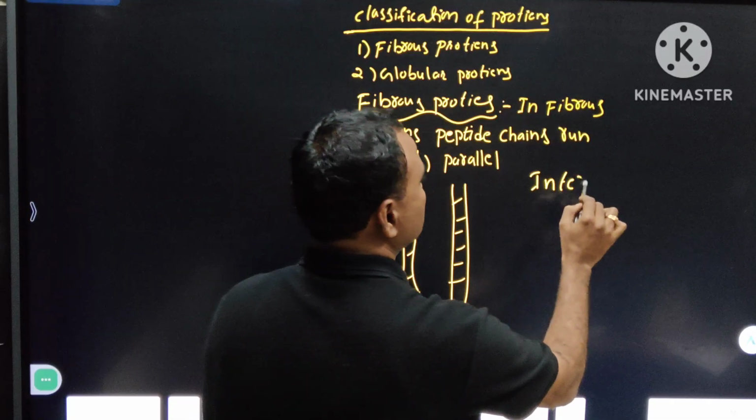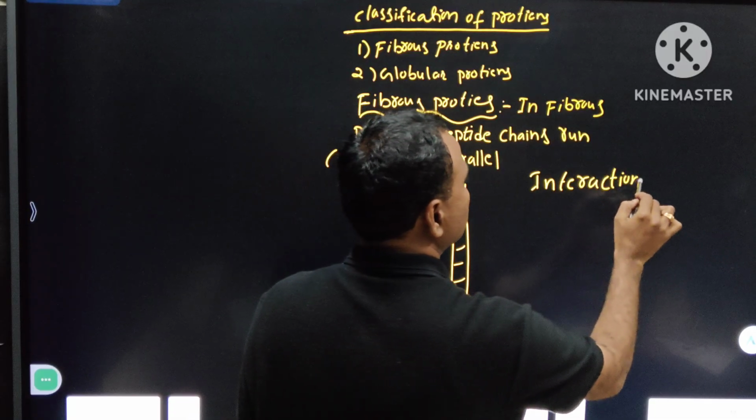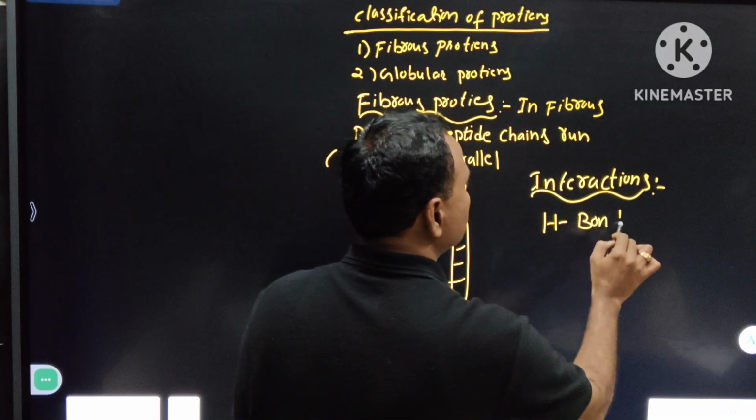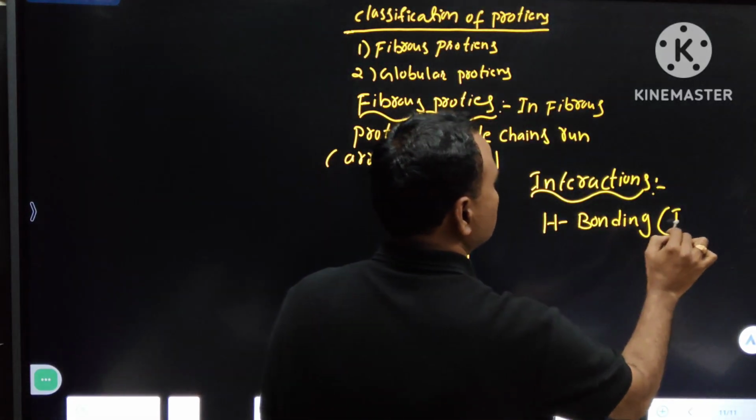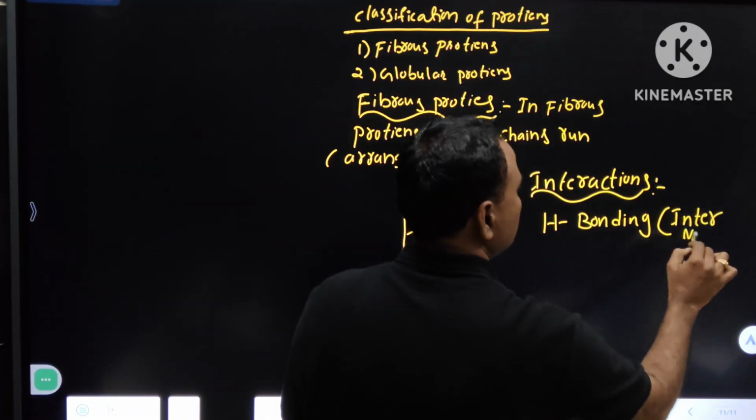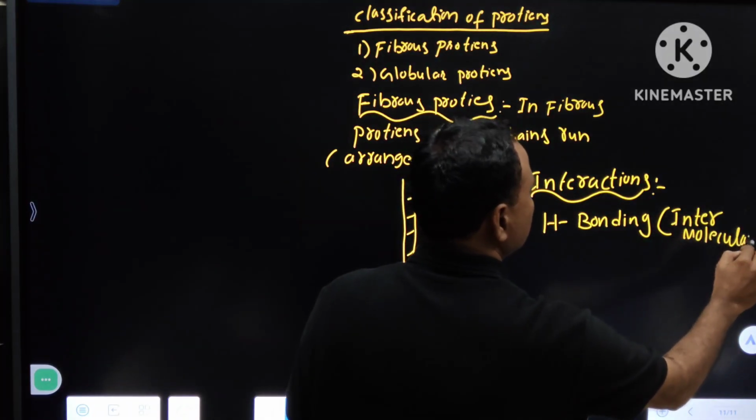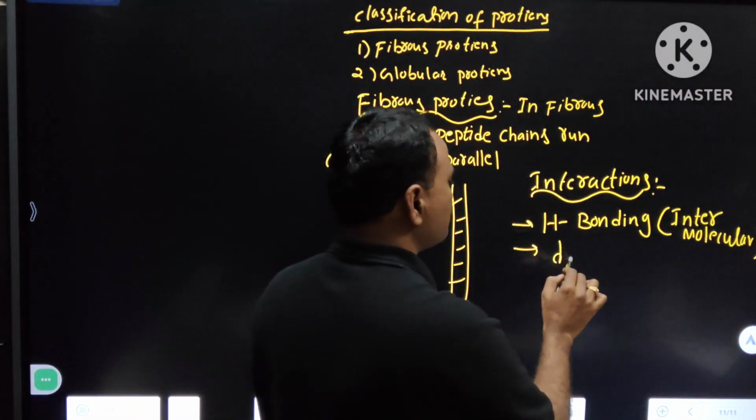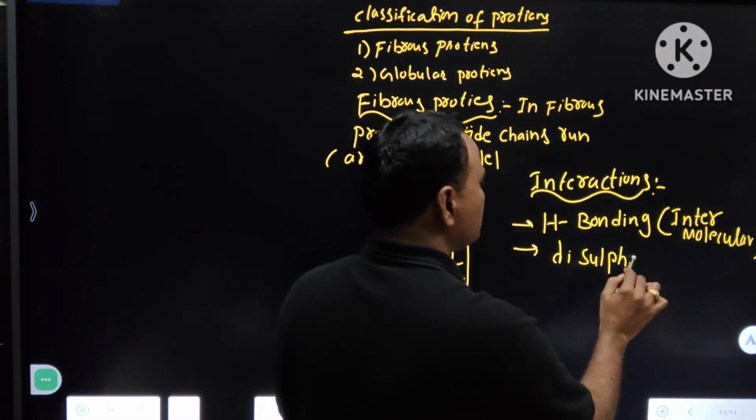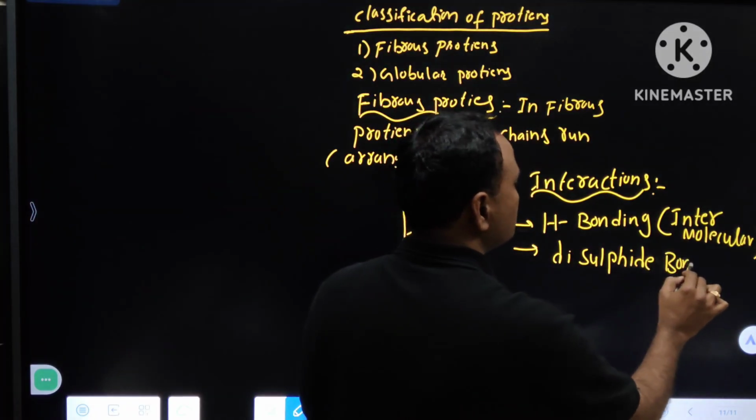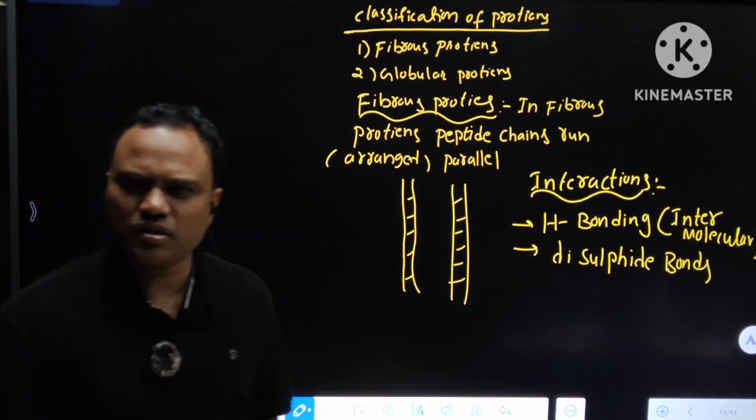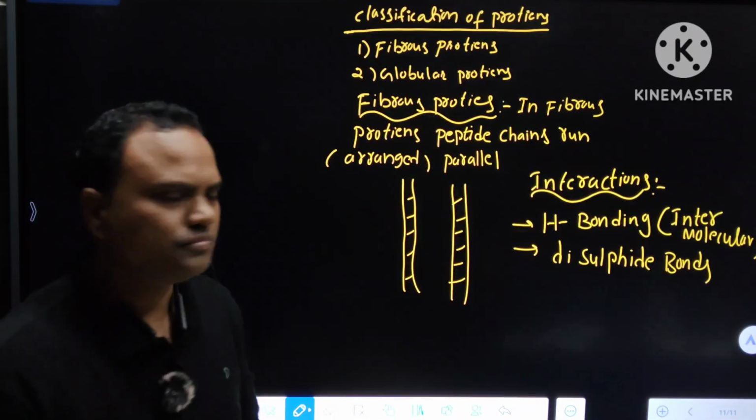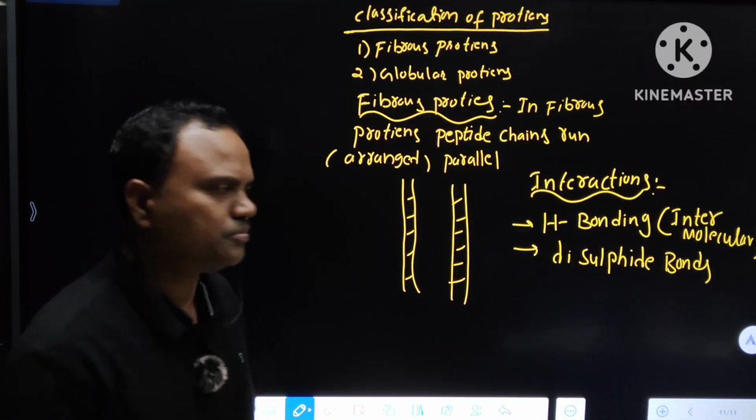Interactions: hydrogen bonding, intermolecular, and disulfide bonds. How will sulfur come? Sulfur containing amino acids are present or not? Okay. Note down interactions. Interactions are also important.